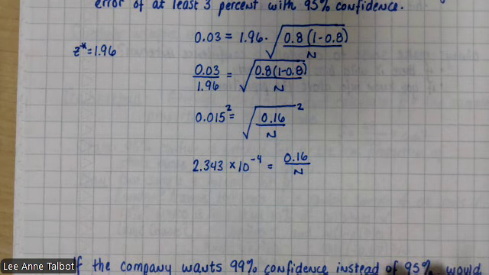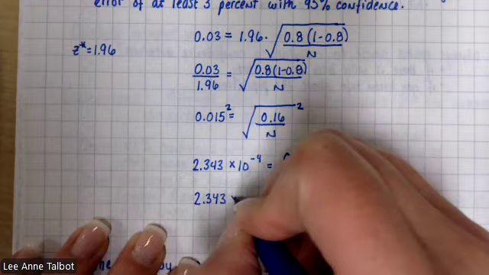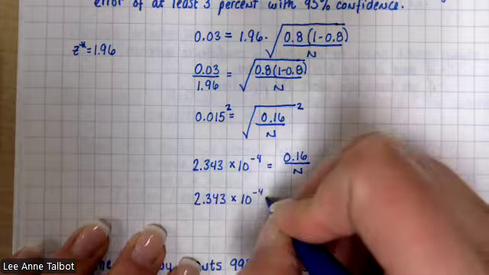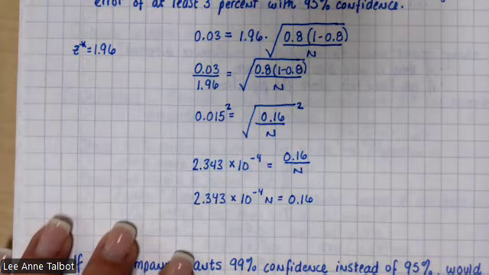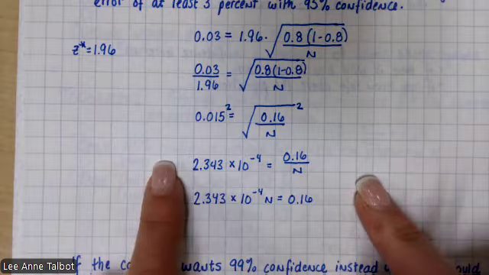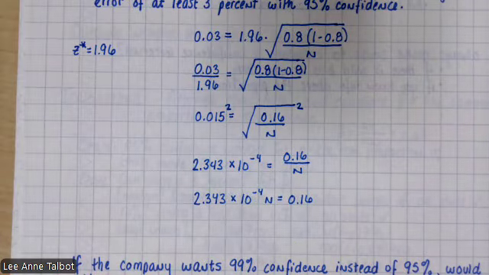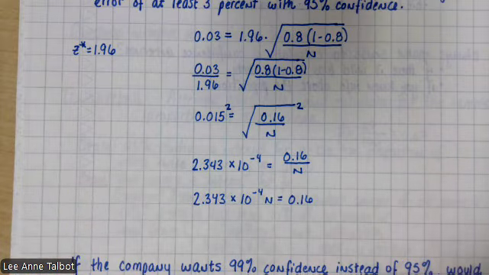Then I'm going to multiply both sides by n to get rid of the denominator. If you want to, you can put times n times n. But does that make sense, everybody? The times n on both sides? Okay. And then divide both sides by the scientific notation.